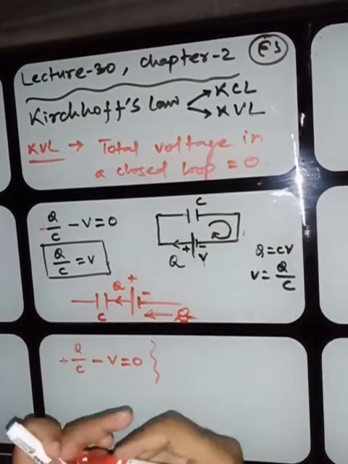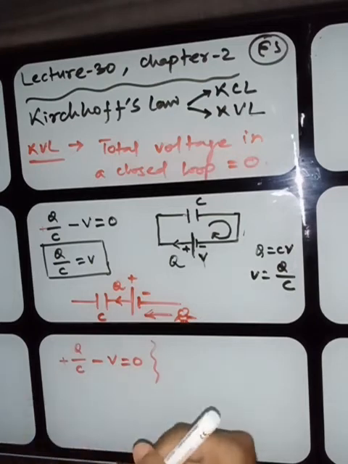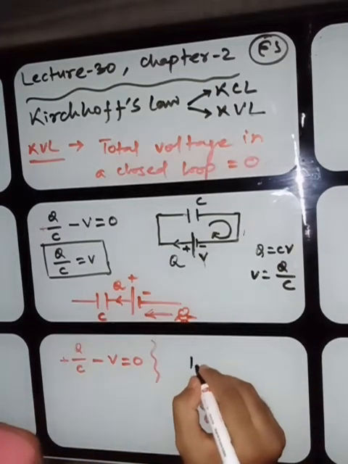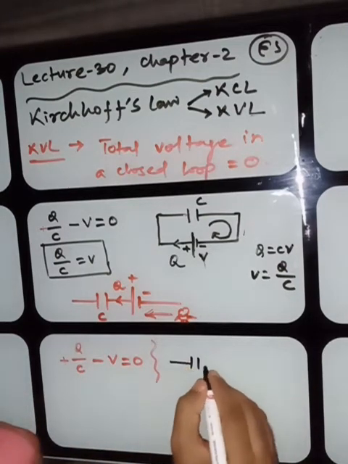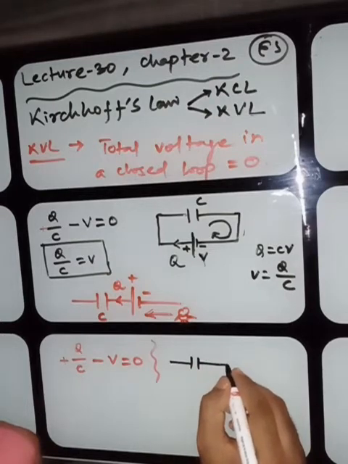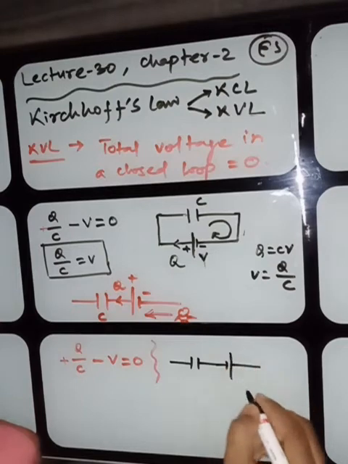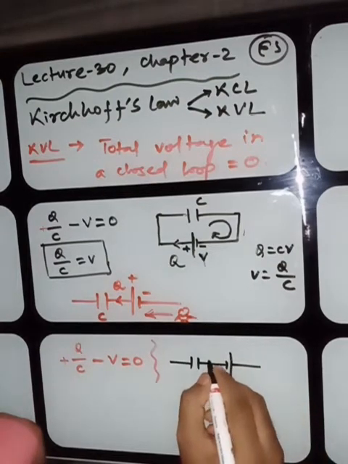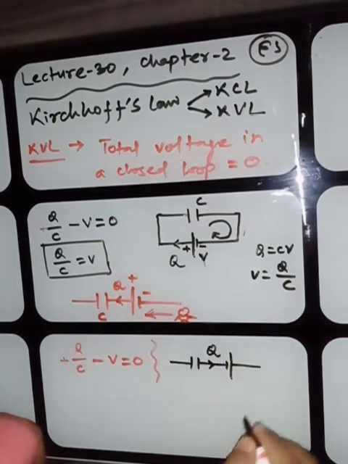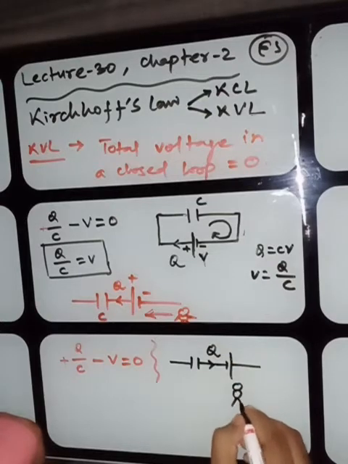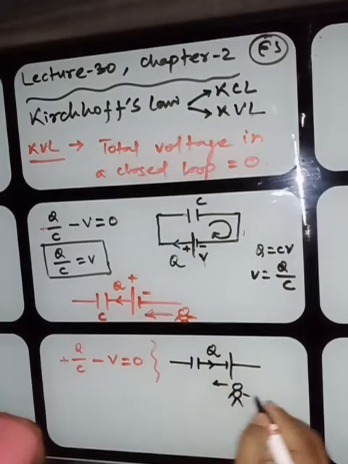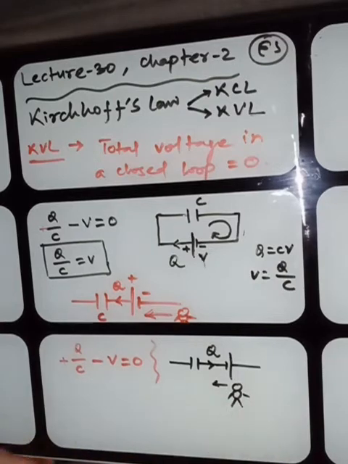Another example. If this is the capacitor, because this is very important, that's why I'm telling you this concept again and again. This is the negative terminal. Okay, my dear students, this is the negative terminal. Now the charge is going in this direction and you yourself are moving in this direction. You are the observer and you are moving in this direction.